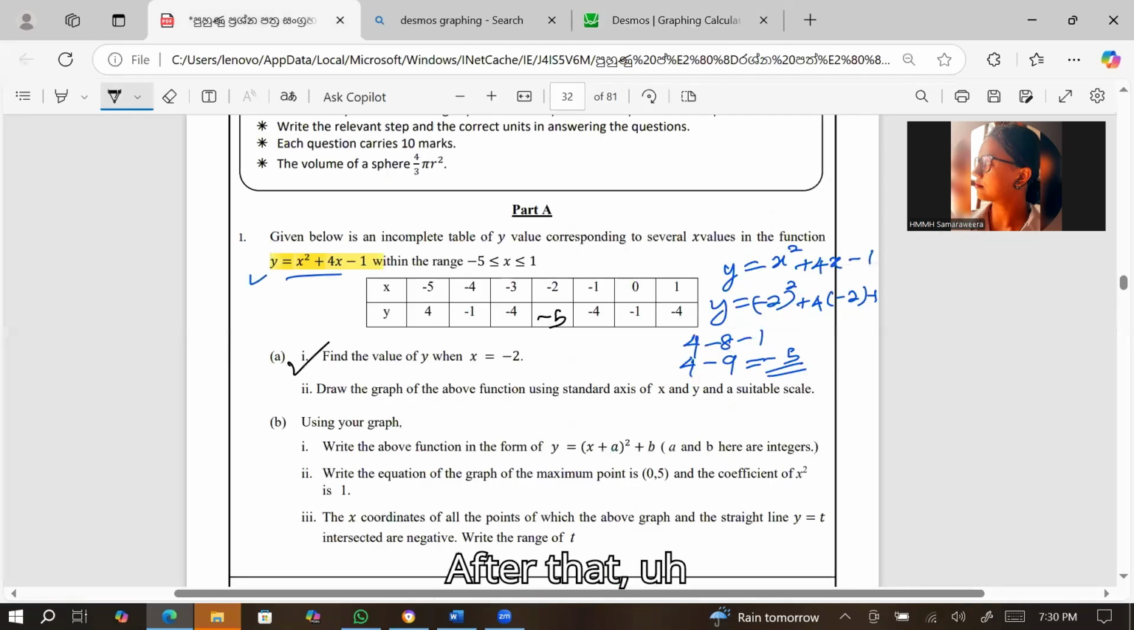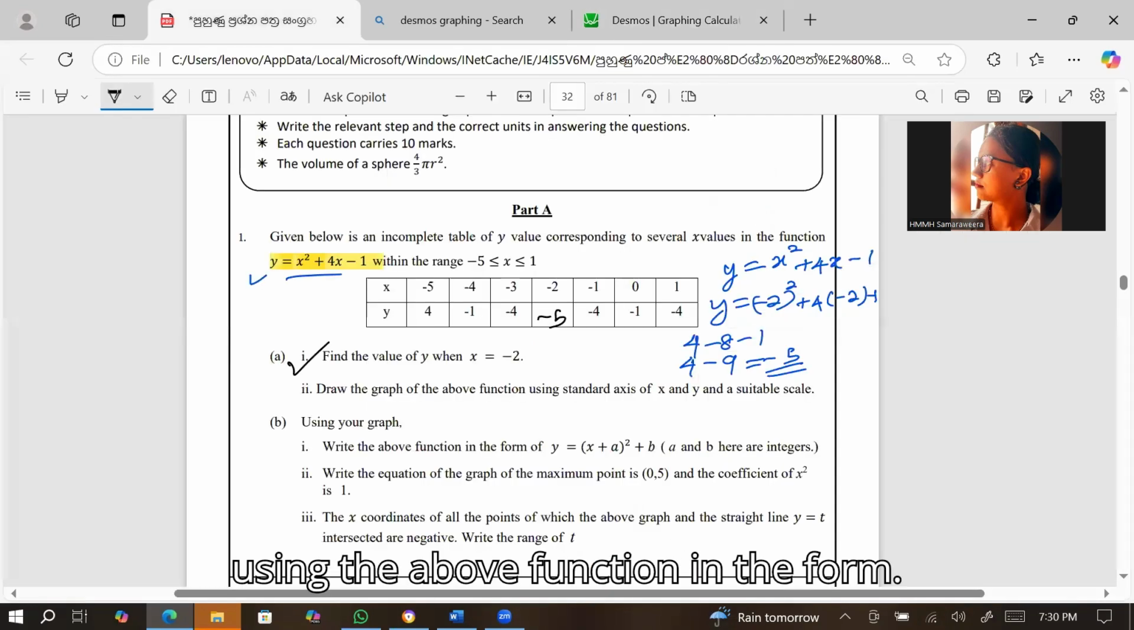After that, using the above function in the form.